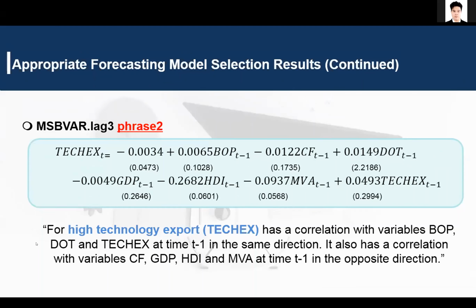Juthathip, can you move your PowerPoint? Could Juthathip? No, I can't. You cannot. Yes. You cannot.